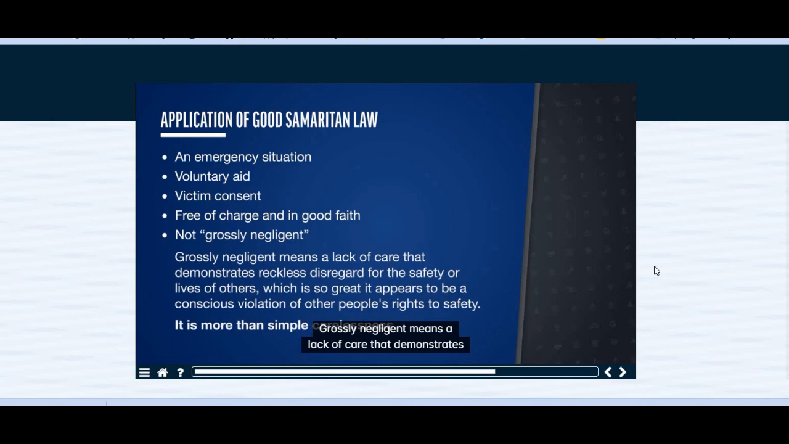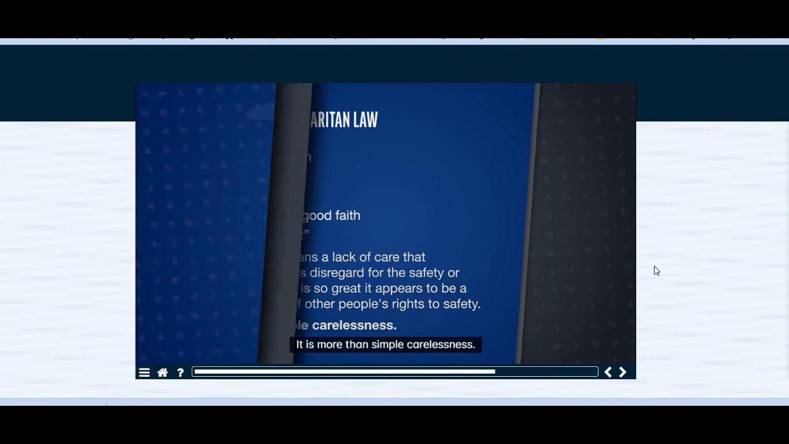Grossly negligent means a lack of care that demonstrates a reckless disregard for the safety or lives of others, which is so great it appears to be a conscious violation of other people's rights to safety. It is more than simple carelessness.